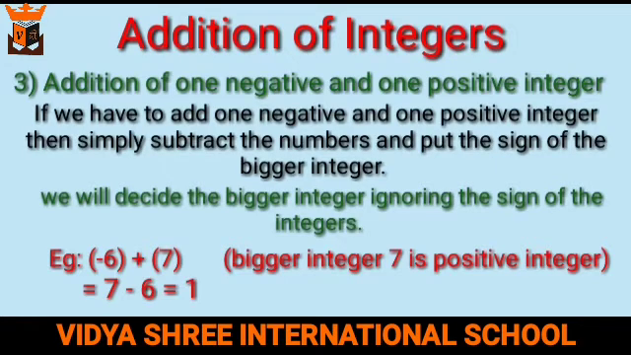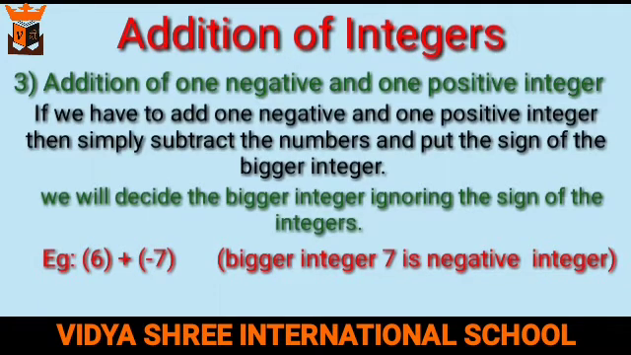In the second case, 6 plus minus 7, here the bigger integer 7 is having a negative sign. So in the answer, the sign of minus will come and we will subtract 6 from 7, we get 1. So the answer becomes minus 1.